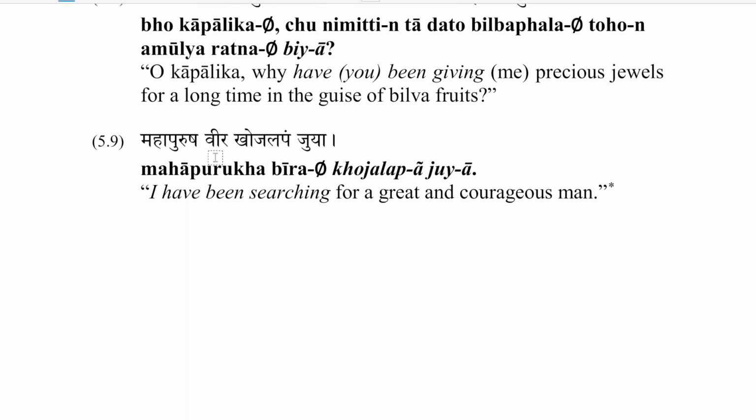Mahaburusha Vira Gojala Banjuya. Mahavira: Maha is Sanskrit for great. Purusha is a person, so a great man. Also in the Sutras, the Buddha is called a Mahapurusha, a great man associated with 32 auspicious marks. And Vira is hero.